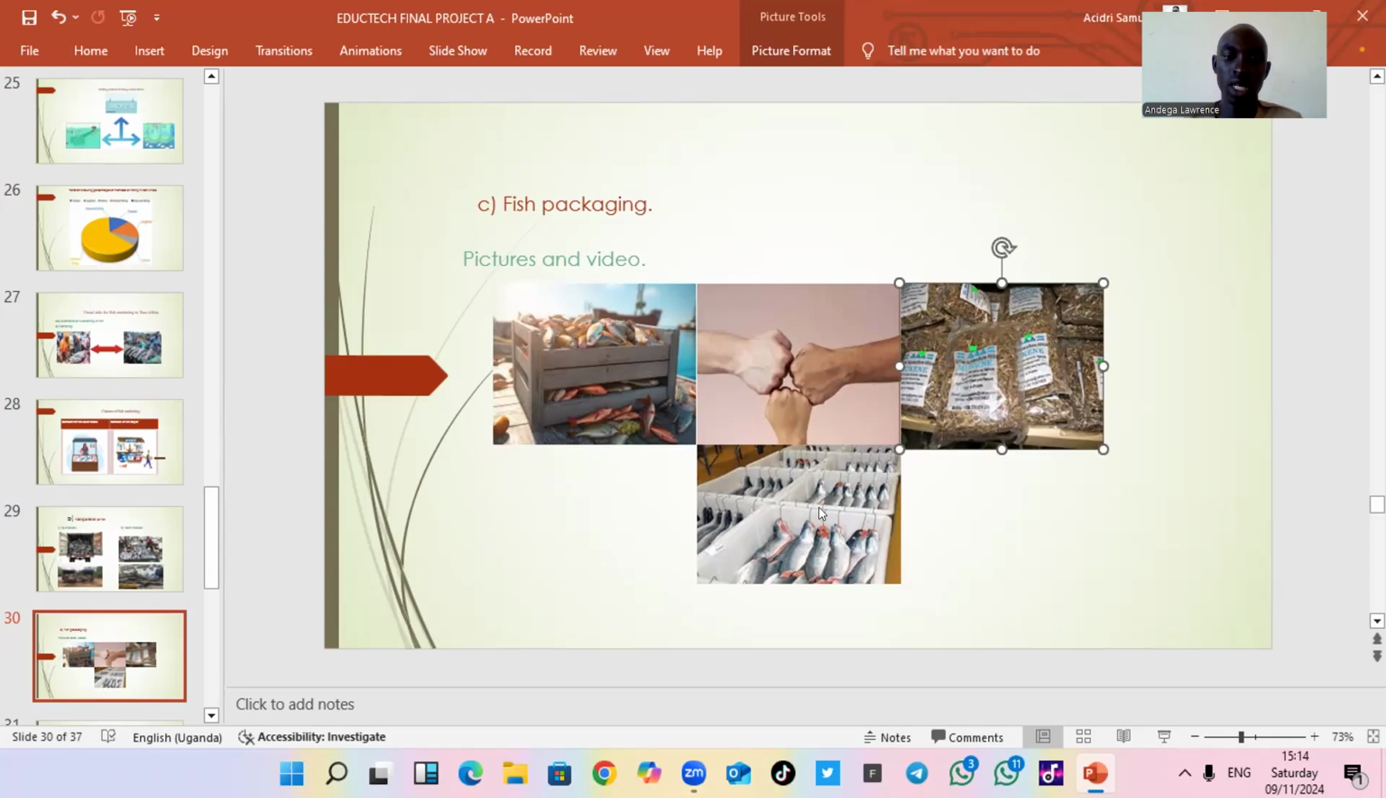And then another one can be in the packaging of Nile Perch. We can see here there is a line of boxes that have been used. At least in each box, they try to put fresh fish. So in the picture, that is how fish packaging takes place in the fish marketing.